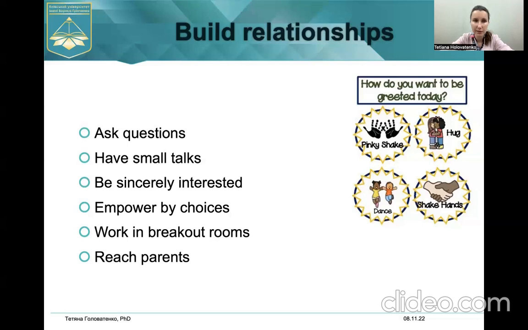The next thing is empower them with choices. For example, you can see the picture, like how do you want to be greeted today? This can be adapted to online and offline learning. So let your students choose what they want to do next. Let your students choose how they want to do some activities. And this way they will know that there's something in their control that will help them feel secure and cherished in your classroom.